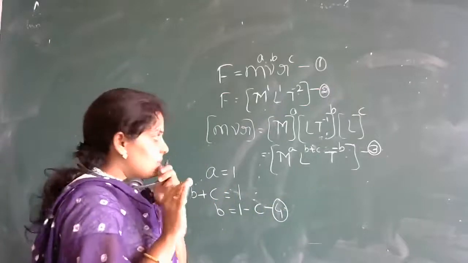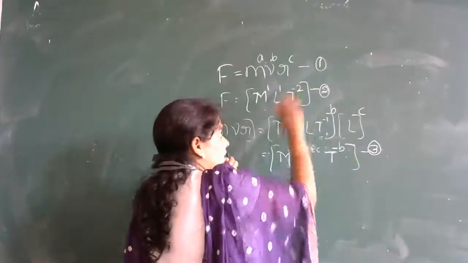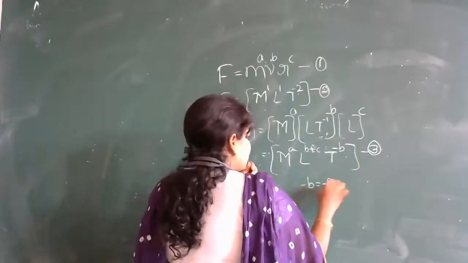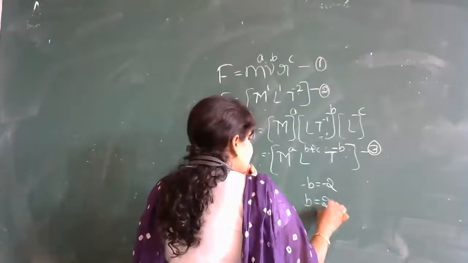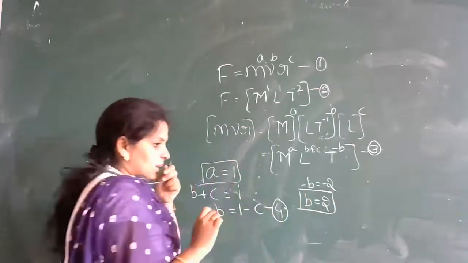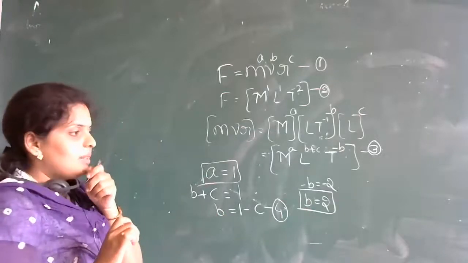Okay, concentrate properly. Now, T to the power, here we have minus B. Here we have T to the power minus 2. Therefore, minus B is equal to minus 2. Therefore, B is equal to 2. अभी हमको क्या क्या मिला? A की value मिली, B की value मिली, A का 1 मिला, B का 2. A value is 1, B value is 2.